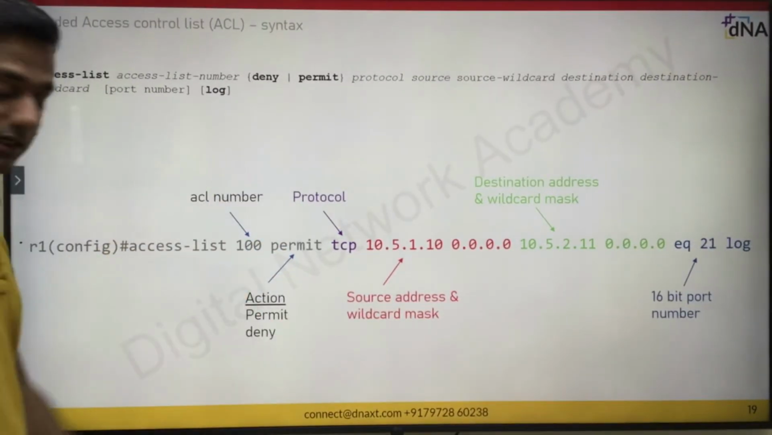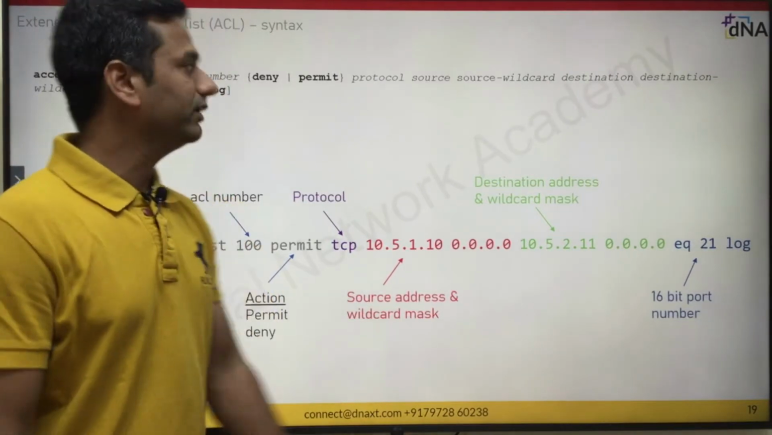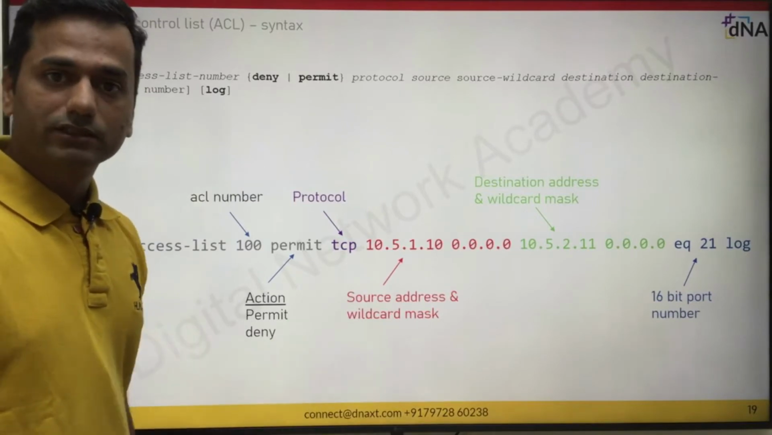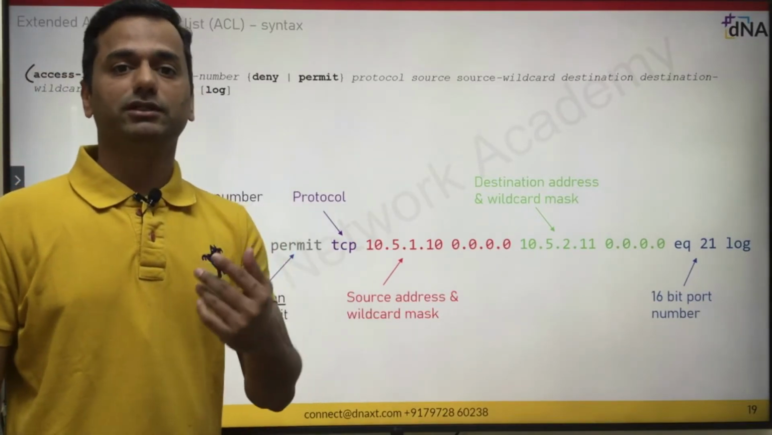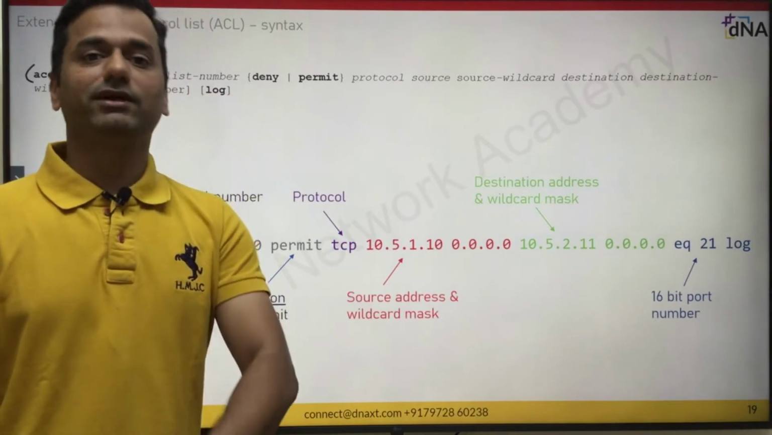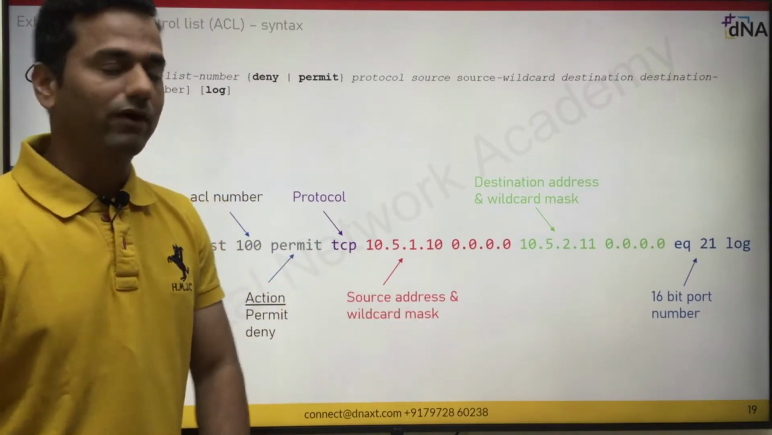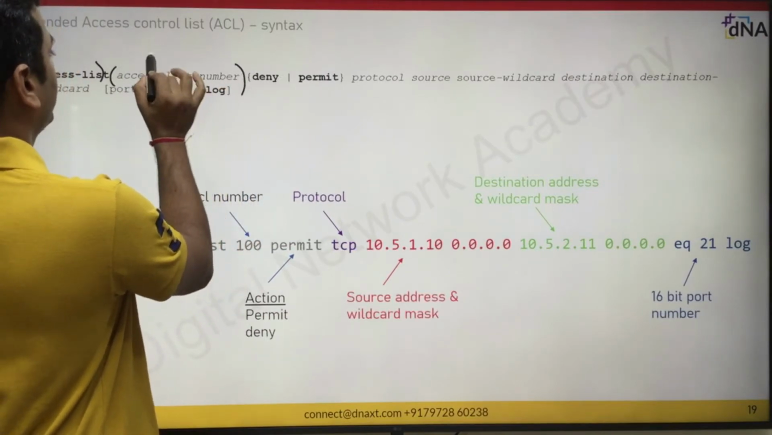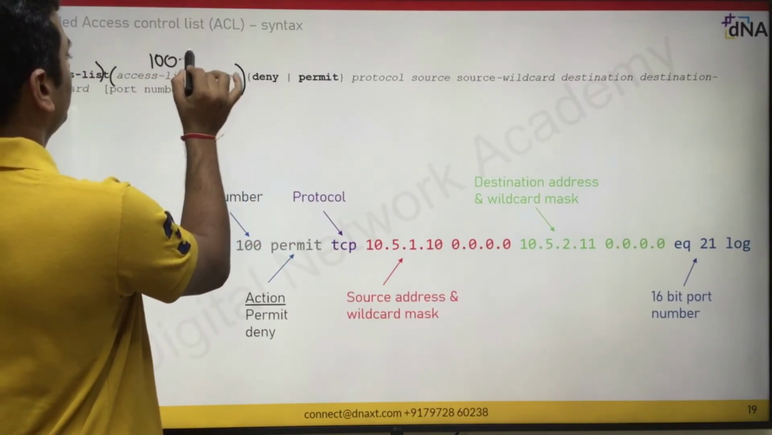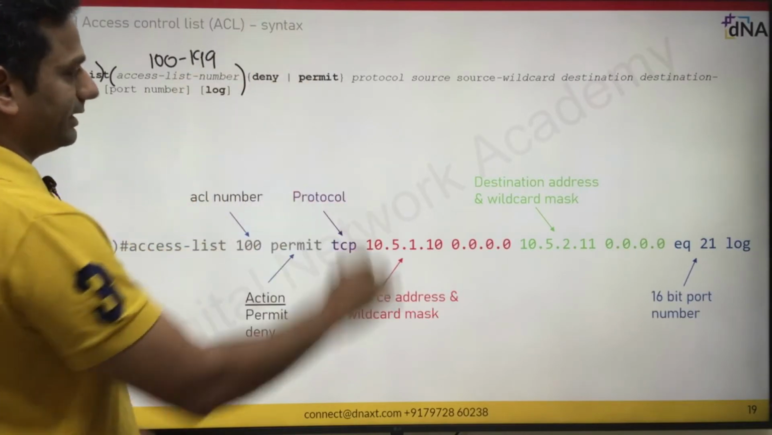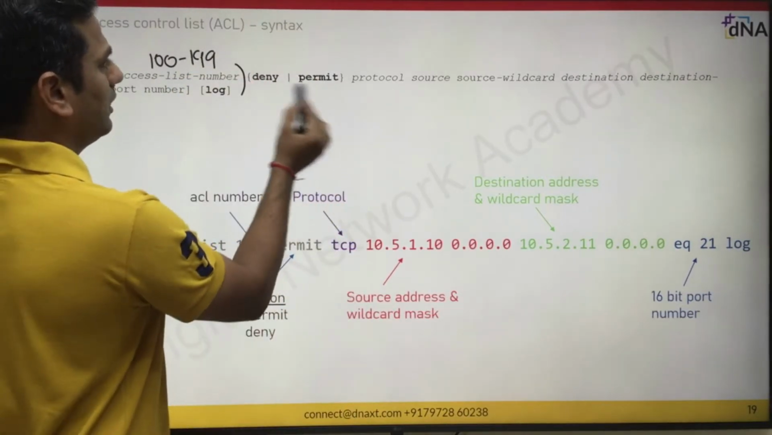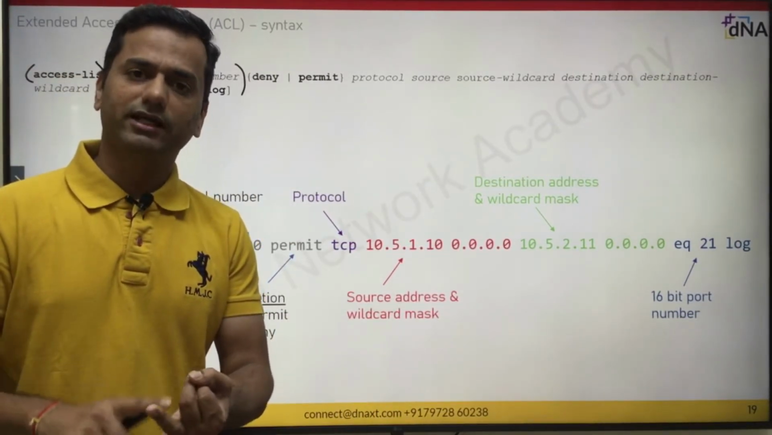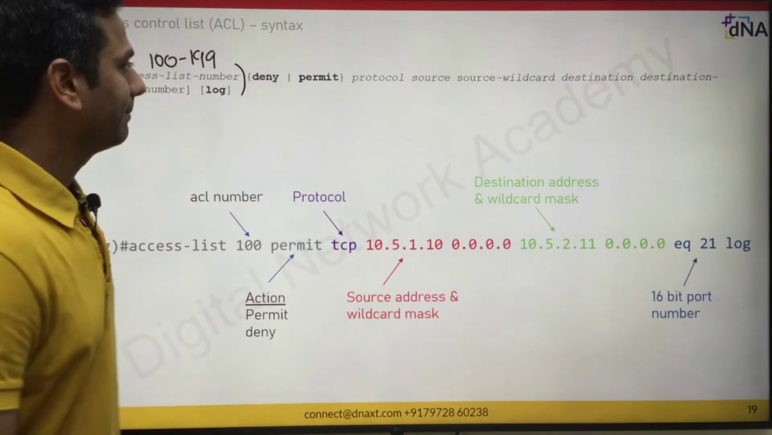We have the standard access list and extended access control list syntax. Simple. Start from access-list. Then you have to mention the number. For extended, what number will you use? 100 to 199 and the expanded range if required. Then the action: you have to set the action, permit or deny, irrespective of whether it is a standard access list or extended. There are only two actions, permit and deny.